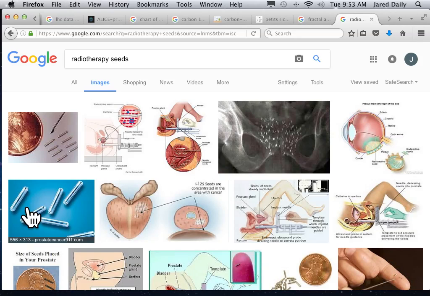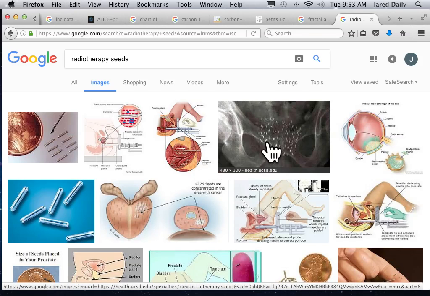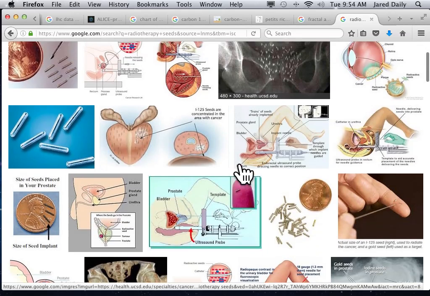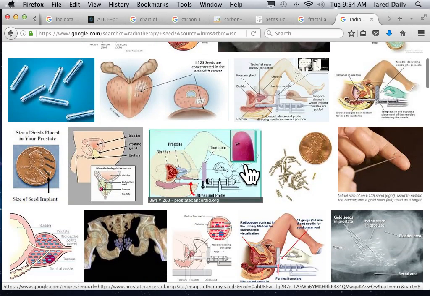But anyway, then these can be inserted into different parts of the body that have cancer and that you need to kill off. So you can see an X-ray with all these in here, and these have been put in here in different positions and in different orientations on purpose to kill off this specific tumor. So they know exactly where to put it, and this is for prostate cancer. They put it in there to kill off the tumor in prostate cancer, and they can.